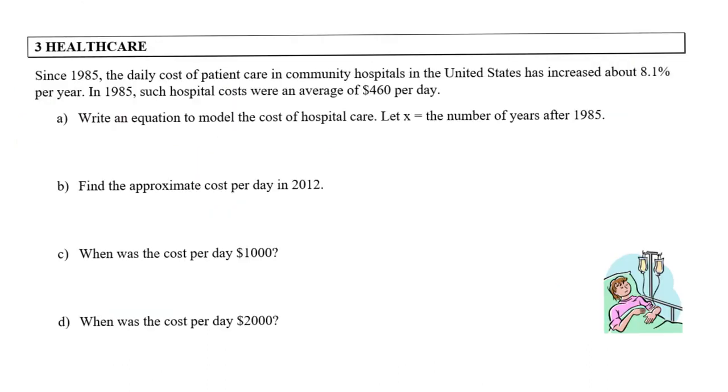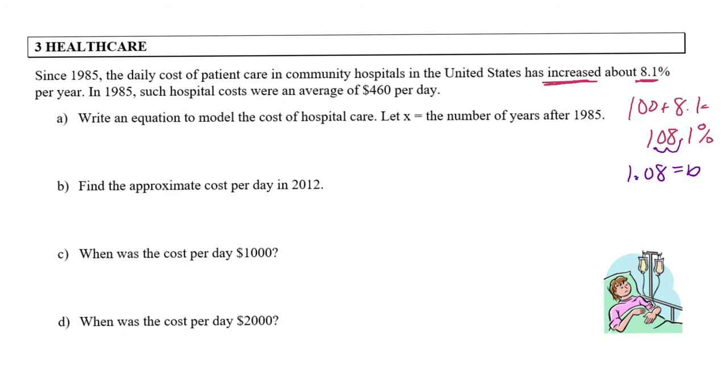All right, last one. Since 1985, the daily cost of patient care in a community hospital in the United States has increased. So increase means we're adding 8.1%. So 100 plus 8.1 is going to give me 108.1%. Now I want to change that percent to a decimal. So 1.08 is going to be my B value.